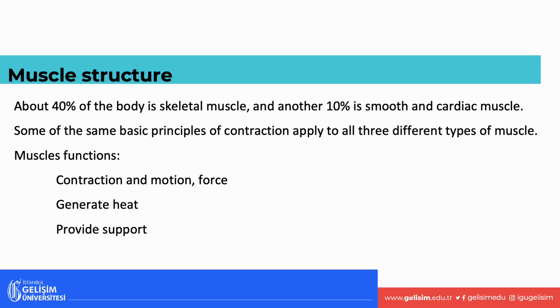Another function, support. So muscles of the body wall support the internal organs. As these muscles lose their tone, the internal organs of the abdominal pelvic cavity may bulge outwards, as we see in some people, especially when they start to get older as they age.